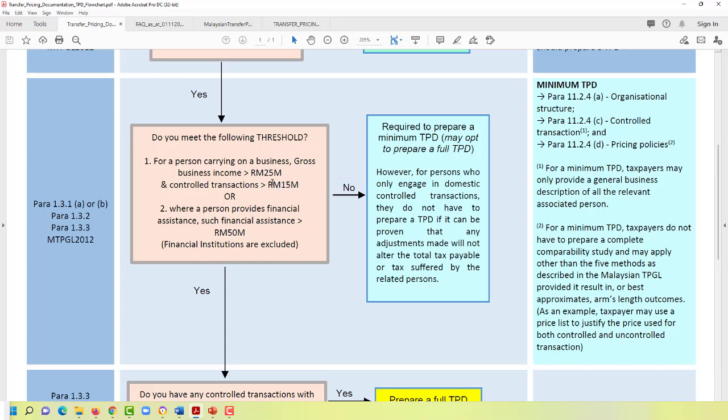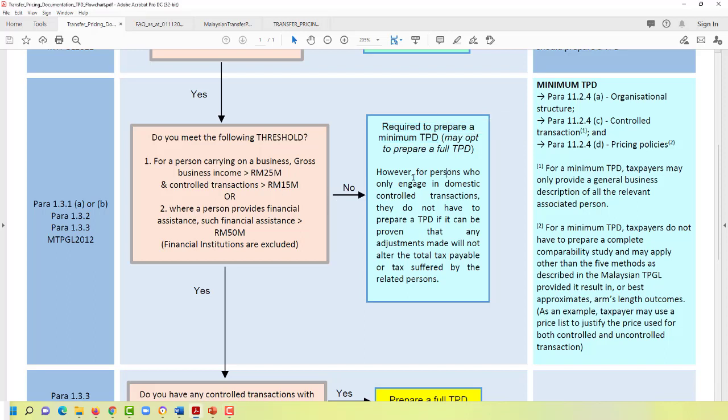Do you fulfill this threshold? So basically, if you're not in this category, that means your amount of transactions involved is very small. You probably only have a few million of business revenue, and your transactions with associated persons are below 15 million. You will not be required to prepare what we call a full TPD, but you still have to prepare what we call a minimum TPD. You can see that? Minimum TPD.